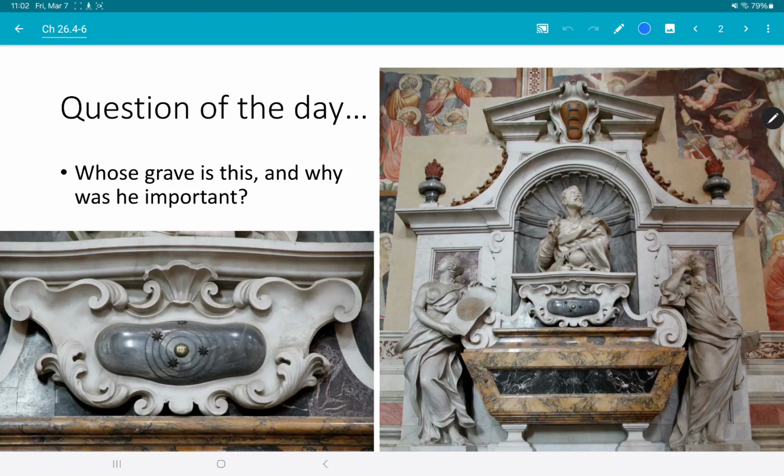Ella, whose grave is this? There are clues in the pictures. Yeah. Is it Galileo? It is Galileo. Hey! Look at you guys. Got it in one. This is the grave of Galileo Galilei in Florence.